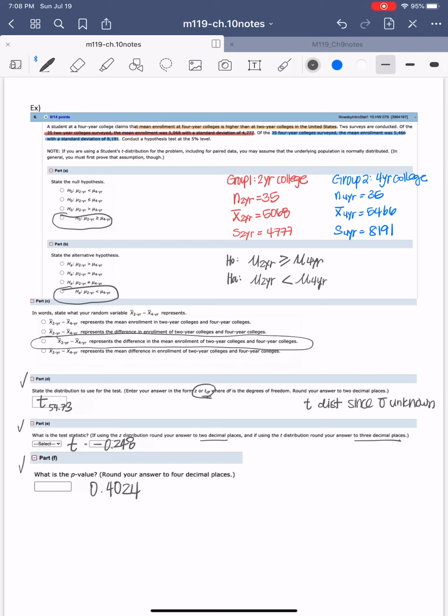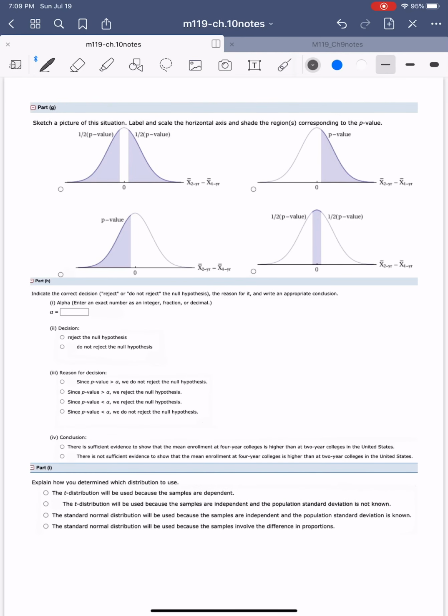Notice the T value is a negative. Why is it negative? Look at your alternative hypothesis, it's a less than. So this is a left tail test. So all these critical value and then P value is on the left side. Here's your T equals 0. So that's why you're having a negative value. These are the things that you can check to see, oh, does it make sense that I get a negative value? Yes, because you have a left tail test. Let's keep going.